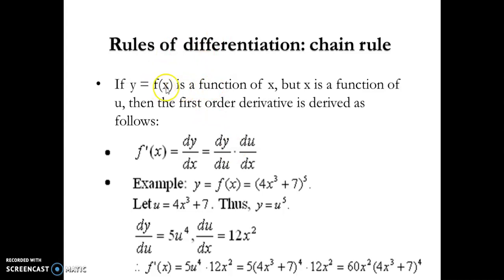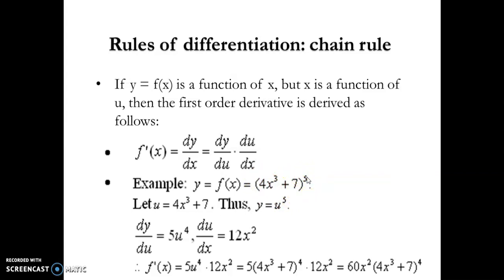So if y is equal to f of x is a function of x, but x is a function of u, then the first order derivative can be derived as follows. So this is the process that you will follow. Let's look at the following example. Here we have y is equal to f of x, which is equal to, in brackets, we have 4x cubed plus 7. So this is the inner function, and this is raised to the power of 5.